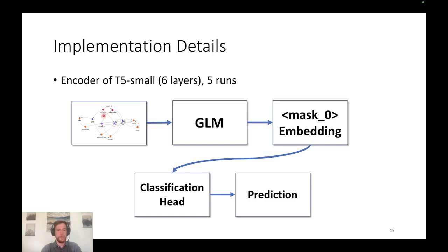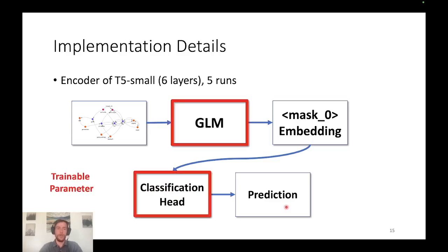The setup is that we take these graphs, we encode them with our graph language model, we take the embedding of this mask token, and on top of that we train a linear classification head, which then gives us the prediction, the relation. The only trainable parameters are in the graph language model and in the classification head. If we train both of these, we are in a normal supervised fine-tuning setting, and we also experiment with training only the classification head as a linear probe. In this setting, the graph language model's parameters come from T5, which was trained on sequences, and then we evaluate it on graphs without ever training it on any graph data. Only the classification head is trained as a linear probe.